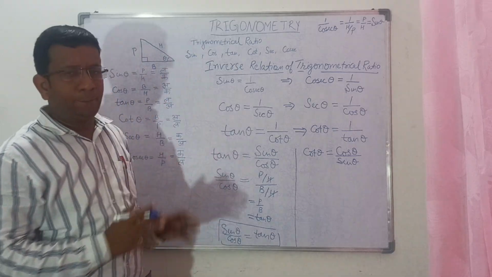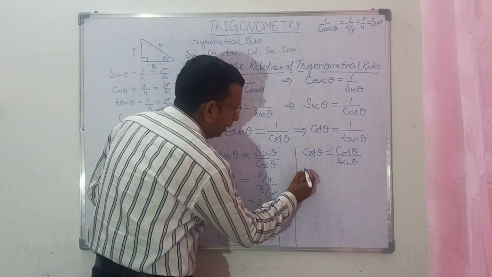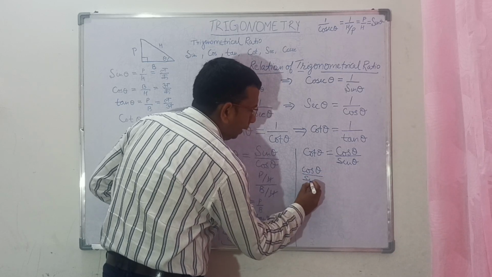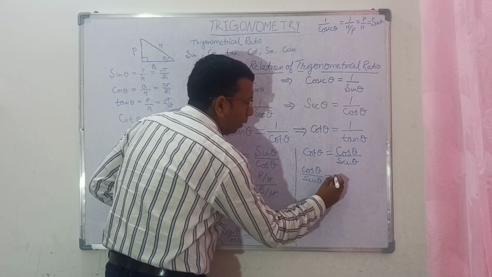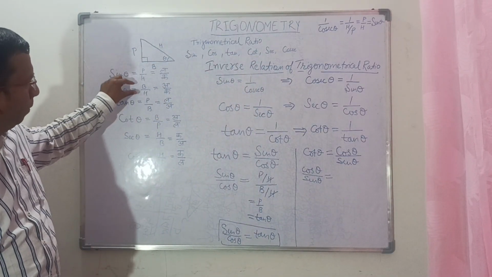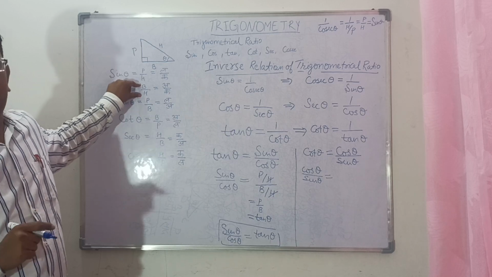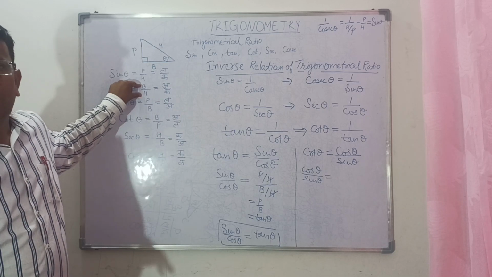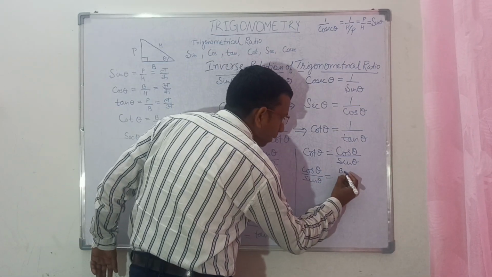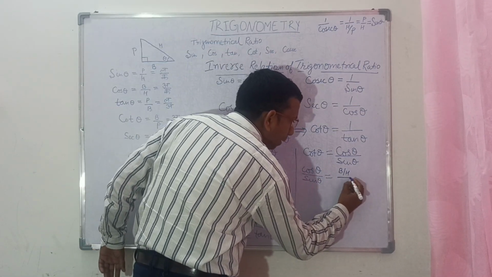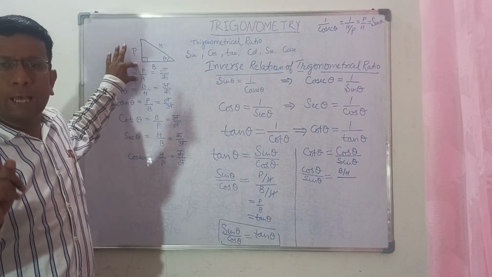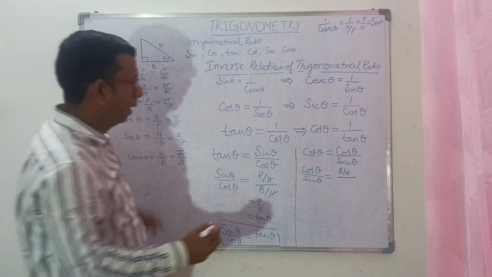We can prove it in this way. Let's take the right hand side, cos theta by sin theta. What is the relation of cos theta? You see here, b by h, base upon hypotenuse, divided by sin theta, p by h, perpendicular upon hypotenuse.